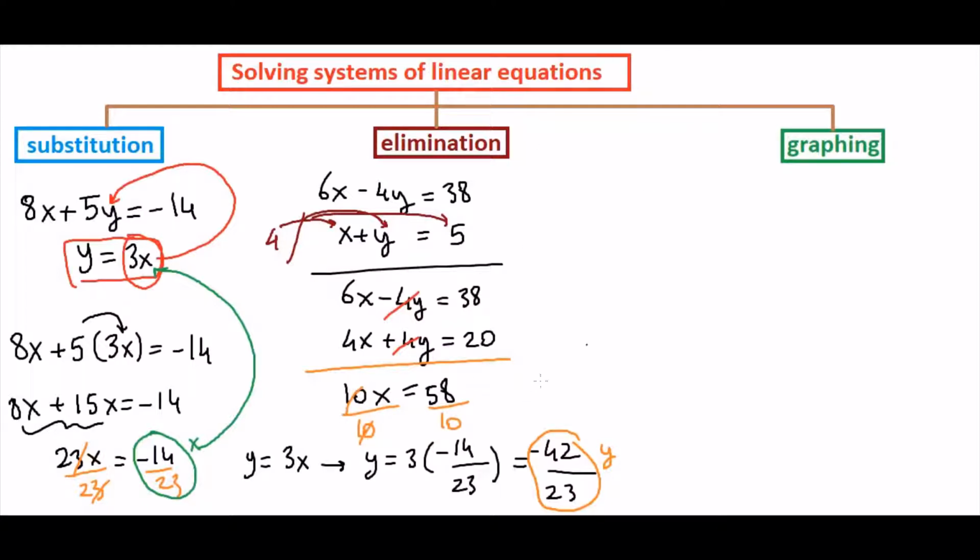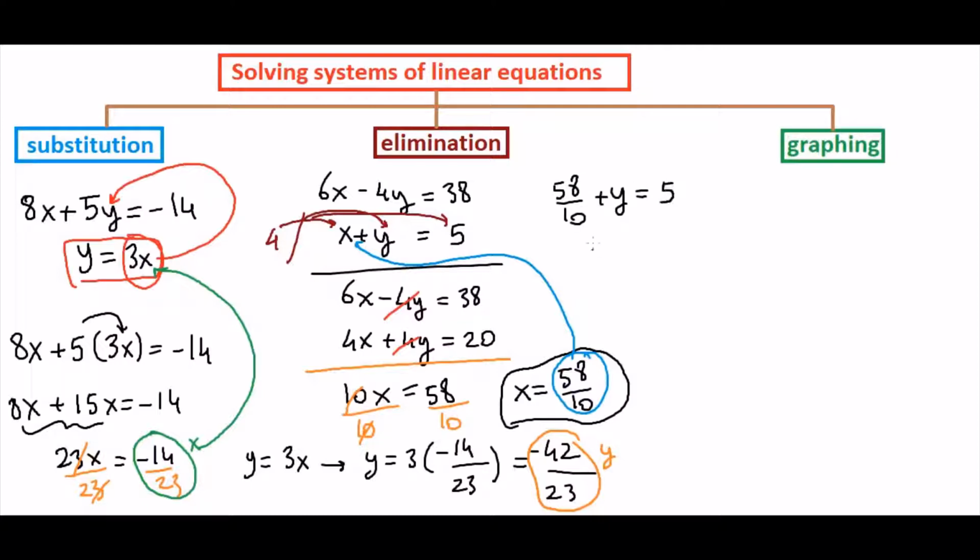So the x value equals 58 over 10. You can leave it in this fraction, or you can simplify further. So what is the y value then? If you plug this value into x in one of the equations, then you can solve for y. So 58 over 10 plus y equals 5. Subtract 58 over 10 on both sides, so y equals 5 minus 58 over 10.